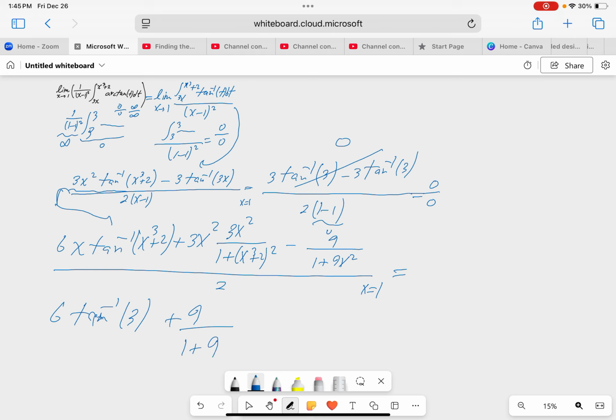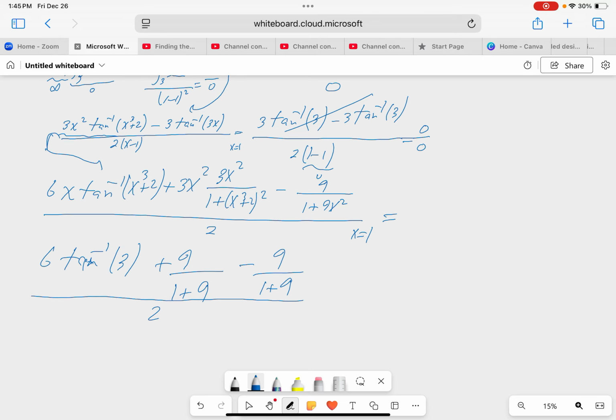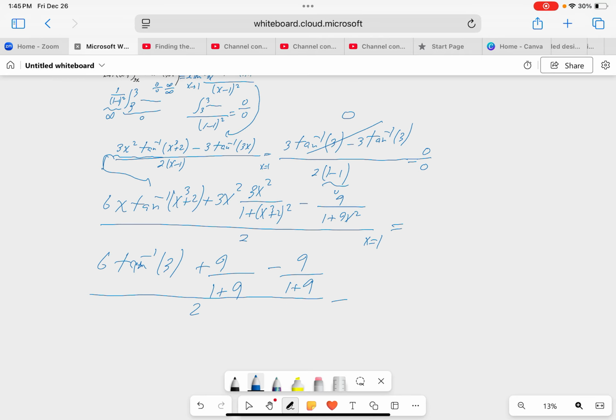All right. And this is going to be minus 9 over, instead of x to the power of 2, you put 1. 1 to the power of 2 is 1. So it becomes 1 plus 9. And this whole thing is divided by 2. And so these two cancel, and this 2 cancels with this 6. It gives you 3. So the final result is going to be 3 times the inverse tangent of 3. This is the final result of the limit.